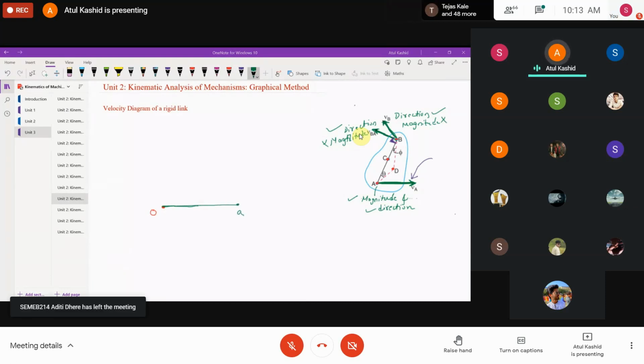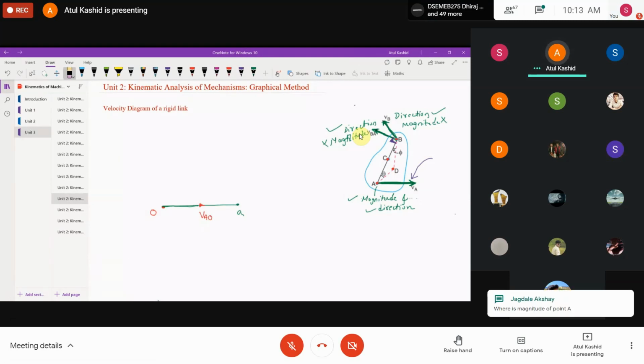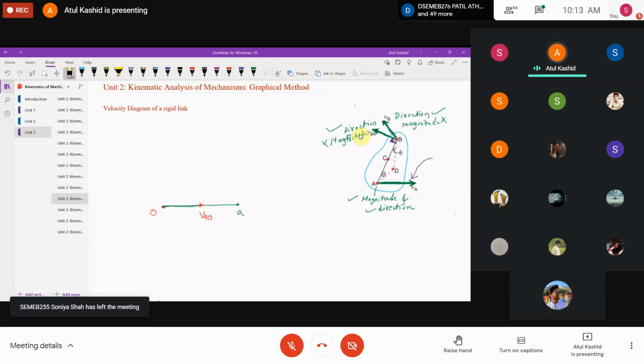I will represent it as OA. This is my velocity A, the absolute velocity A, which is represented by the vector OA. I can also write this as VAO. I have given one trick for how to write this velocity: look for the arrow. The pointer of the arrow is towards A, so we have to write VAO.